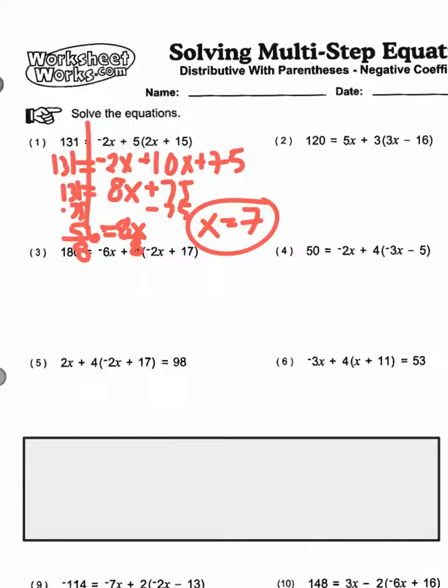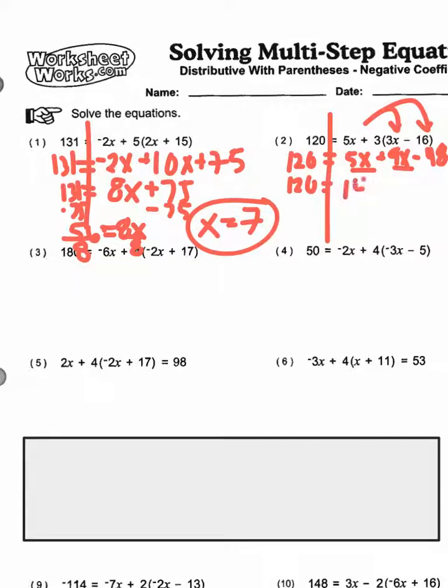For number 2, I want to start off by drawing my line again, and then distributing, giving me 120 equals 5x plus 9x minus 48. And then I want to combine my like terms. 5x and 9x make 14x minus 48. I then want to add 48 to both sides, giving me 168 equals 14x, which I divide both sides by 14, giving me x equals 12 for this one.